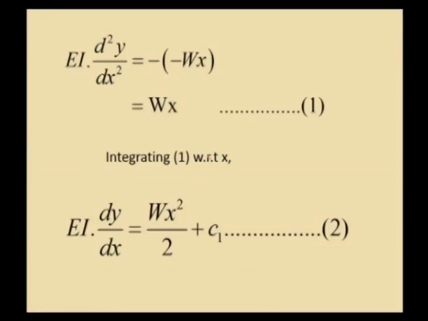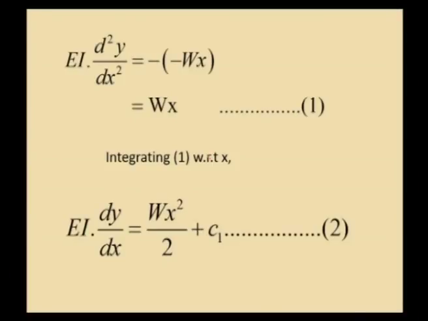When we substitute the value of Mxx in the general bending equation, we have E I d squared y by dx squared equal to minus of minus Wx, which will be equal to Wx. This shall be treated as equation 1.